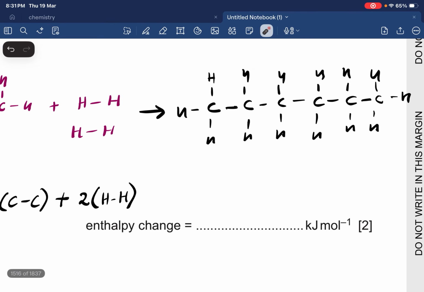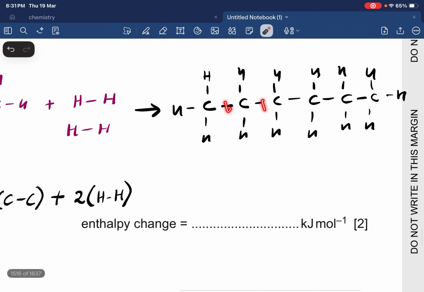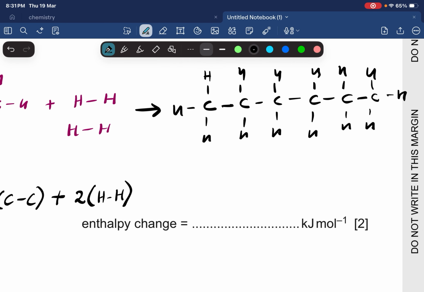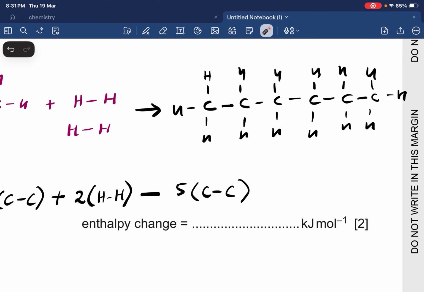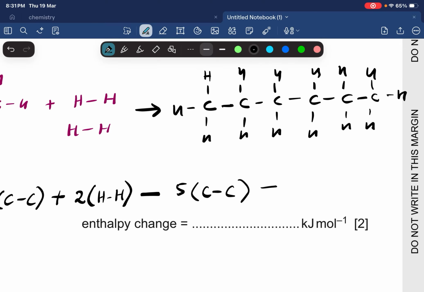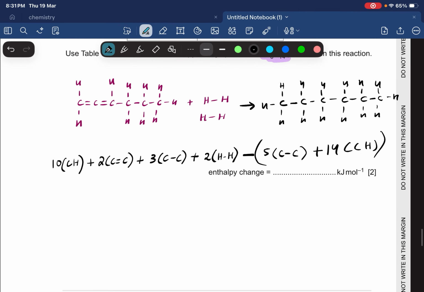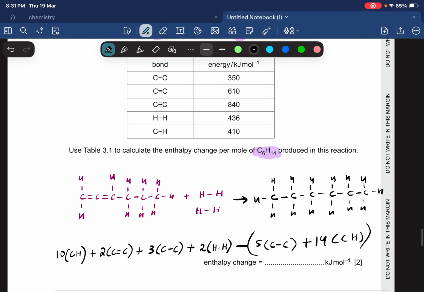Now over here, how many carbon-carbon bonds? 5. Okay, so now this is going to be subtracted. 5 carbon-carbon bonds in the products. How many carbon-hydrogen bonds in the products? 14 carbon-hydrogen bonds. Okay. So now from the table, you're going to place the values.